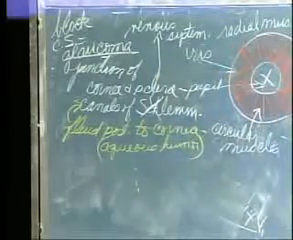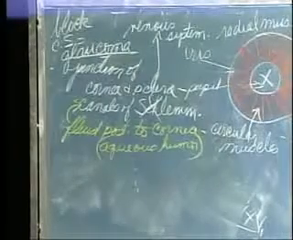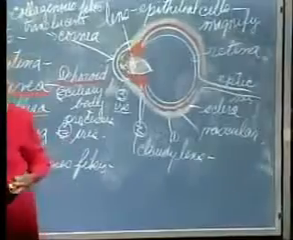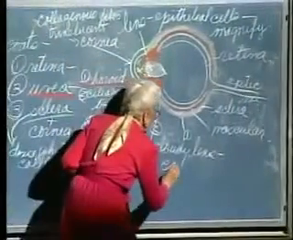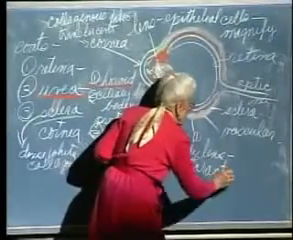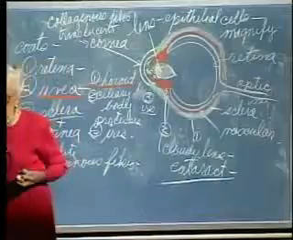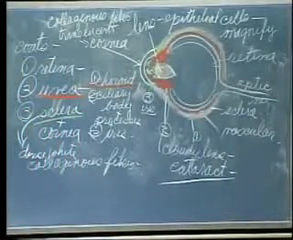What do we do when you get a cloudy lens? What do we call a cloudy lens? Cataract. What do you do when you get those today? You get a lens transplant.